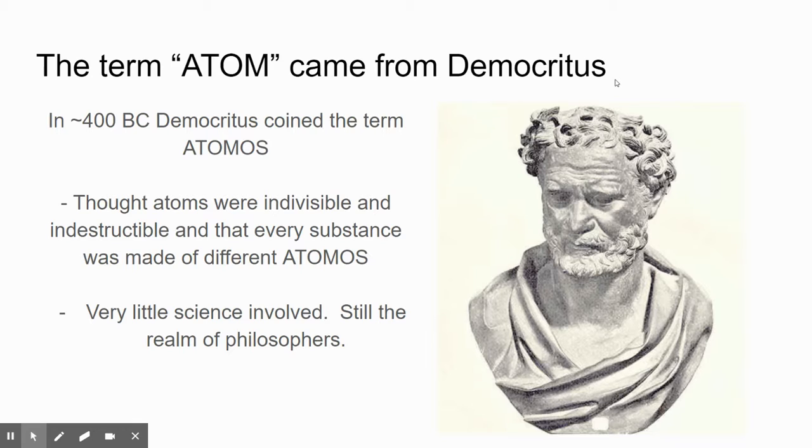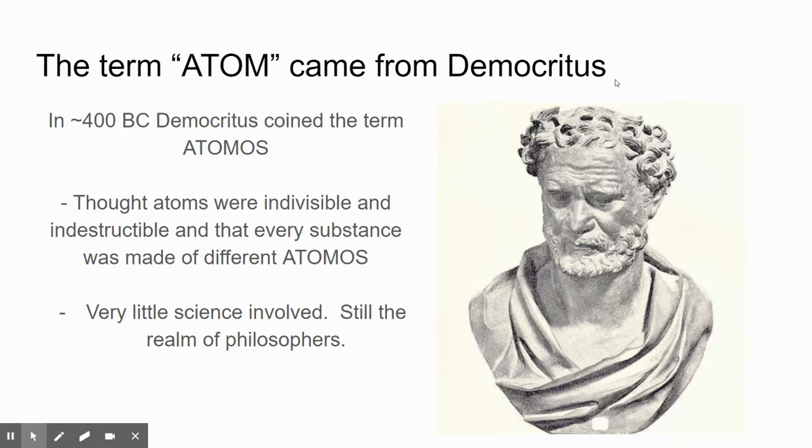He thought if you took a piece of cheese and you cut it and cut it, just kept cutting it smaller and smaller until you couldn't cut it anymore, when you couldn't cut it anymore, that would be an atom. So that's where you got that term, atomos. Atomos means uncuttable, unable to cut.